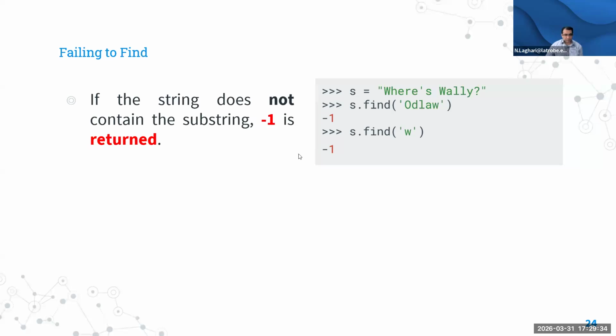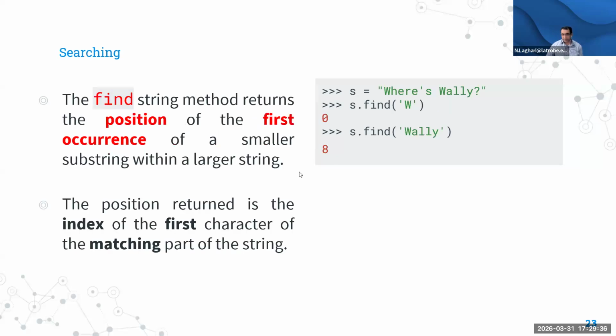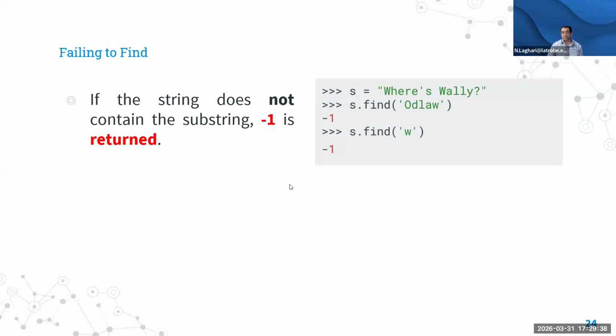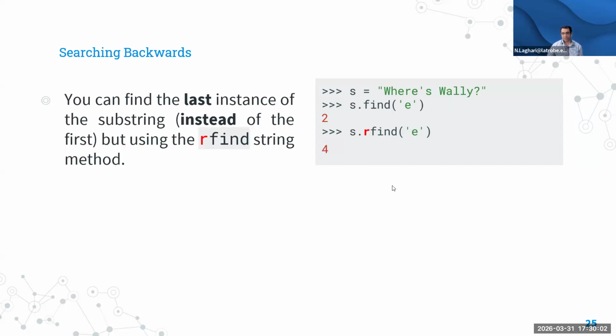Now there was one more thing. If we do not find the substring, it returns -1. For example, Odlo was not found, so it returned -1, or the lowercase w was not present in the string, that's why it returned -1. Okay.